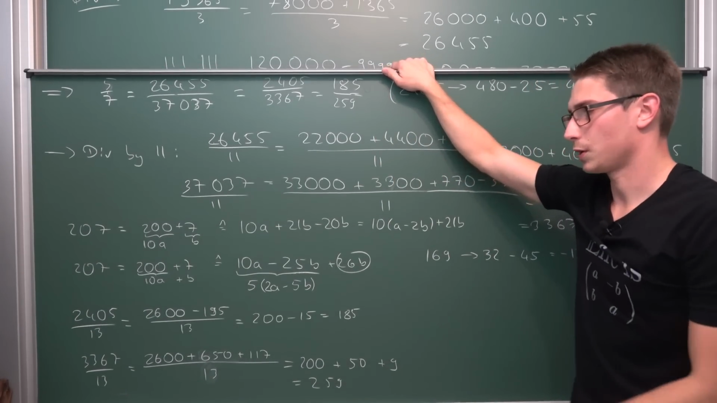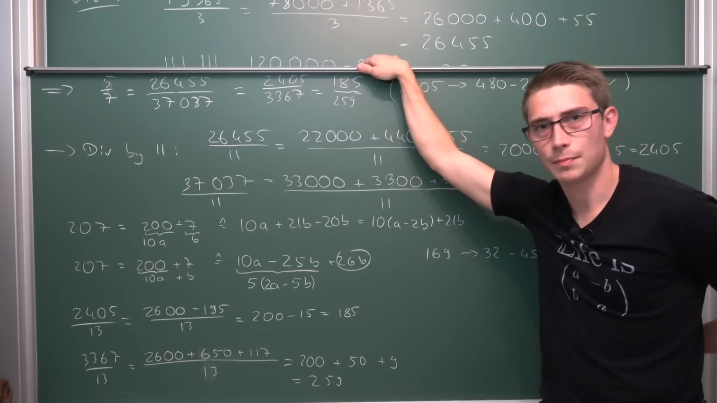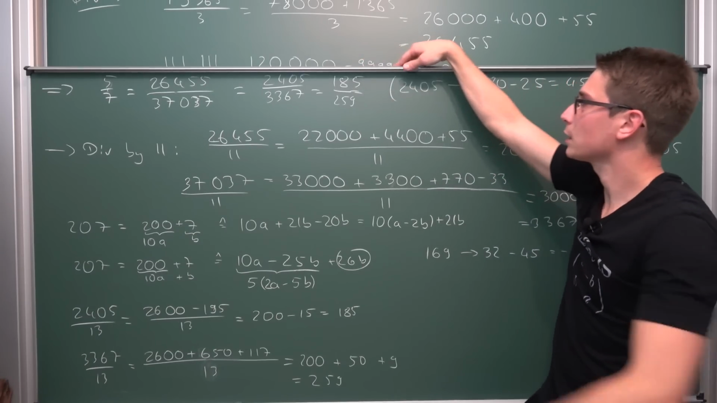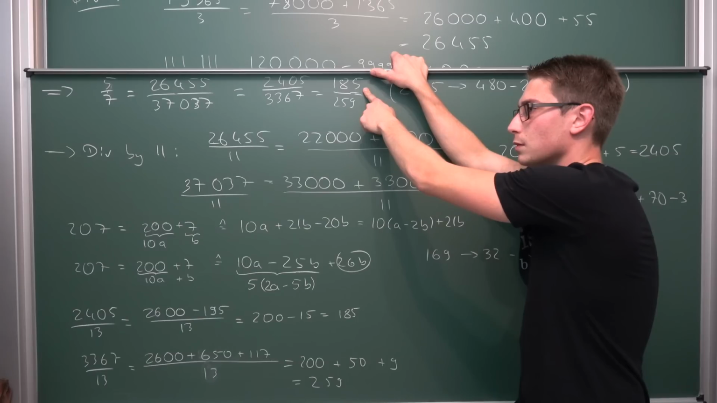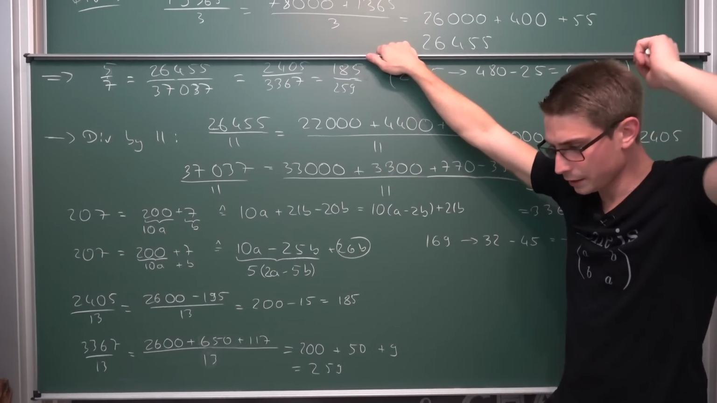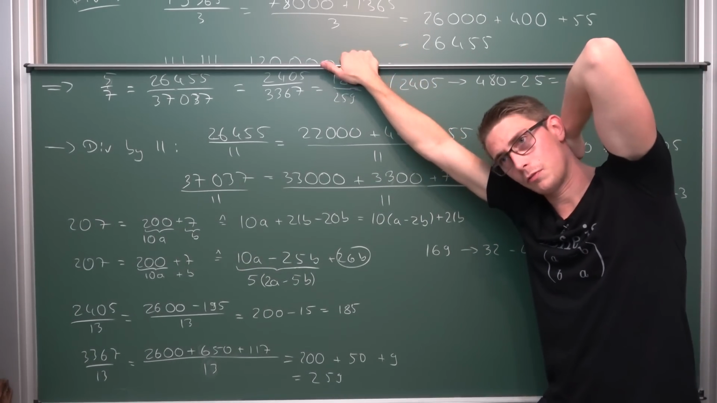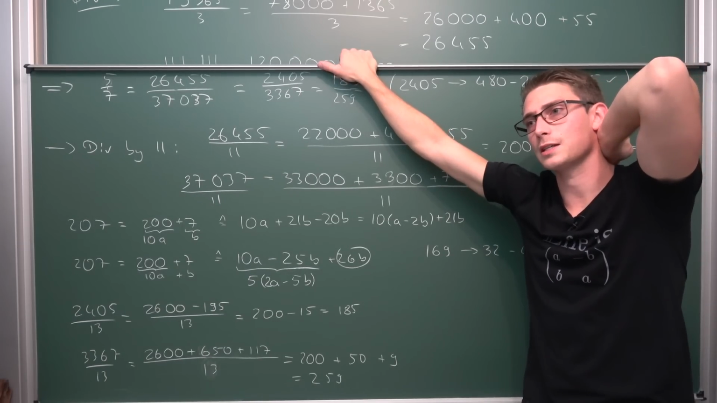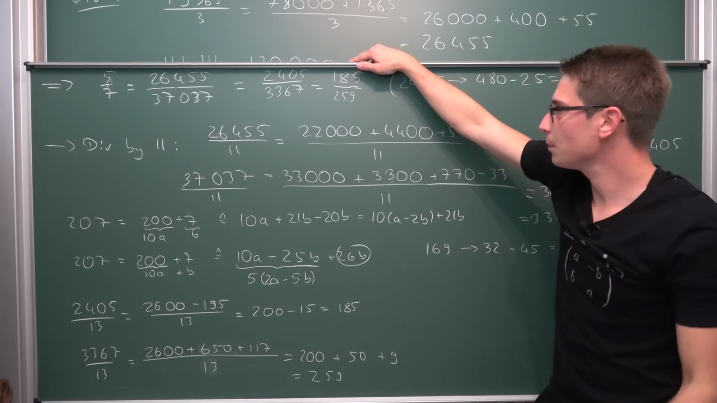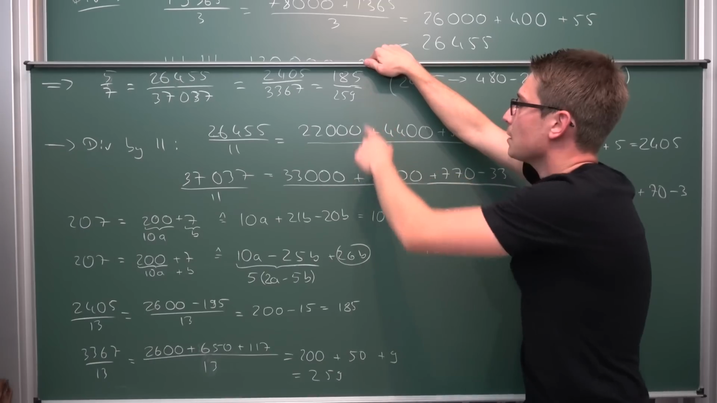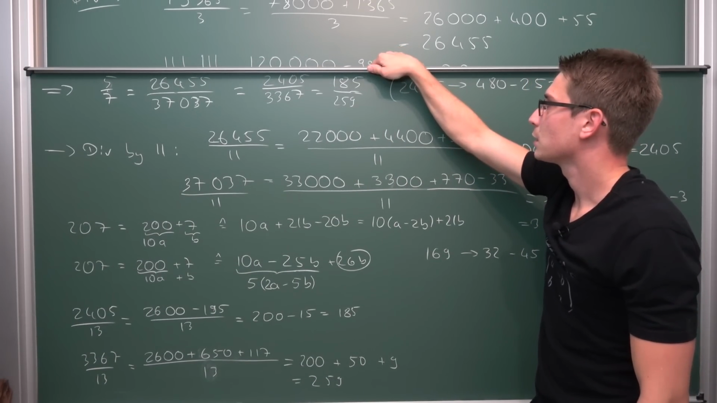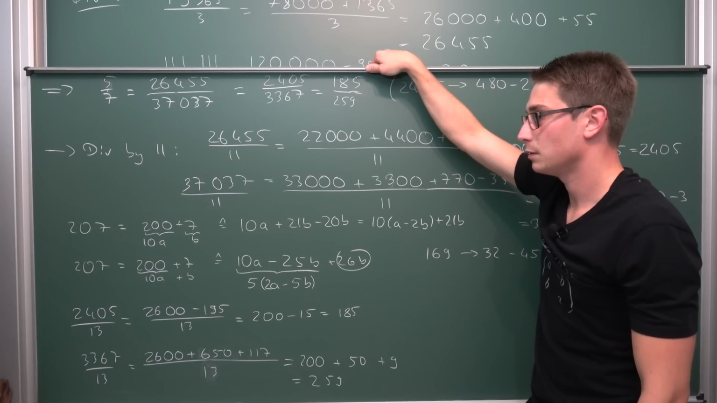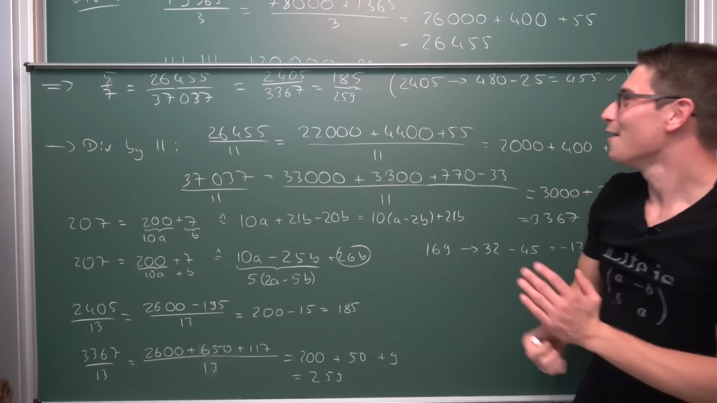186. No, doesn't work. 31, 32 doesn't matter. 33, 33. No, doesn't work either. 34, no. 35 doesn't matter to us. 36 doesn't work. 37. Okay, 37 times 5. Hey, we got a winner! 37.